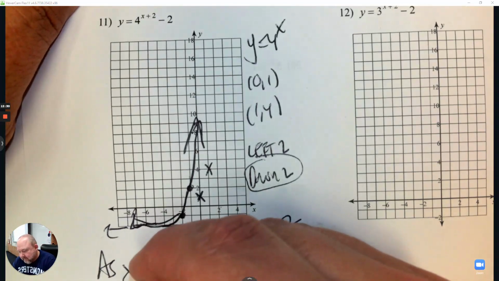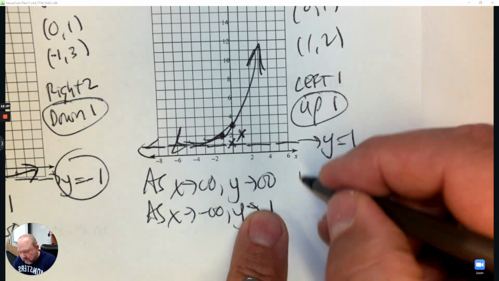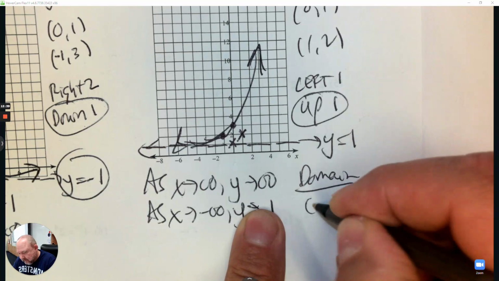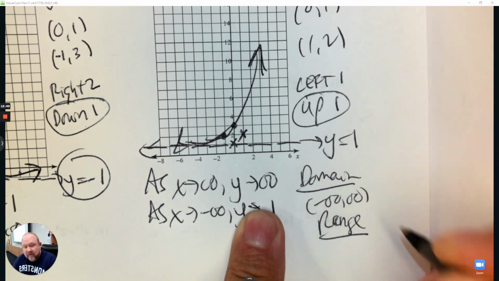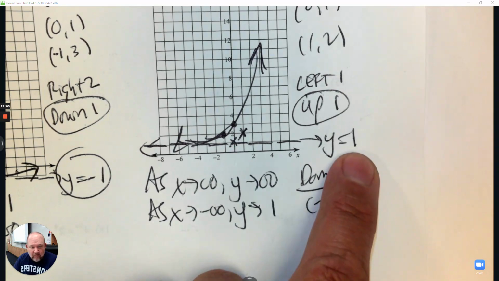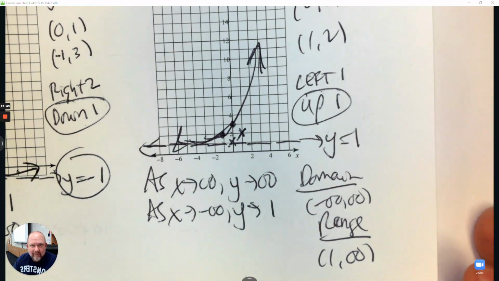The end behavior. As x, did I forget the domain and range in the other one? I think I did. Here, let me go back here. I forgot the domain is always all real numbers. But the range, we have to be careful of the range. So for the range, the asymptote is at 1. So it goes from 1 to infinity. All right. Sorry about that. I won't make that same mistake here.